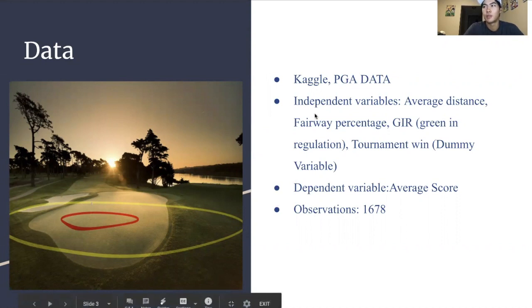Our variables: average score is our dependent variable, and average distance, fairway percentage, greens in regulation, and tournament wins are independent variables. The target population for this data are golfers and sports analysts. We have collected 1,678 players in this sample, and we believe this data addresses our main question because it analyzes every part of the golf game and how it influences the average score for each golfer.